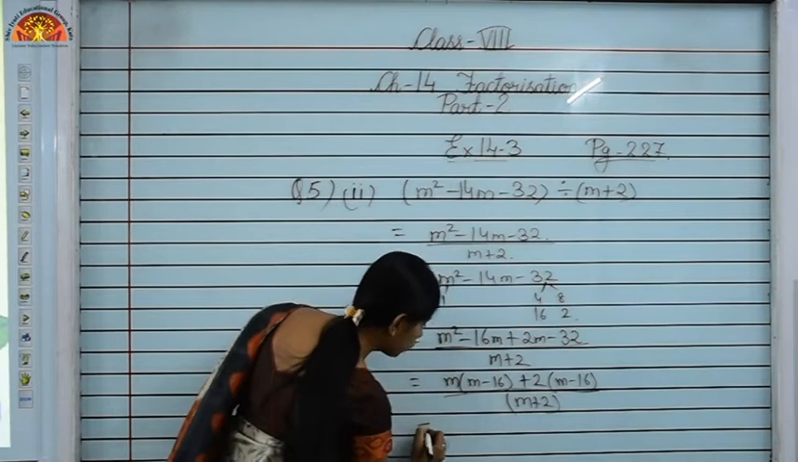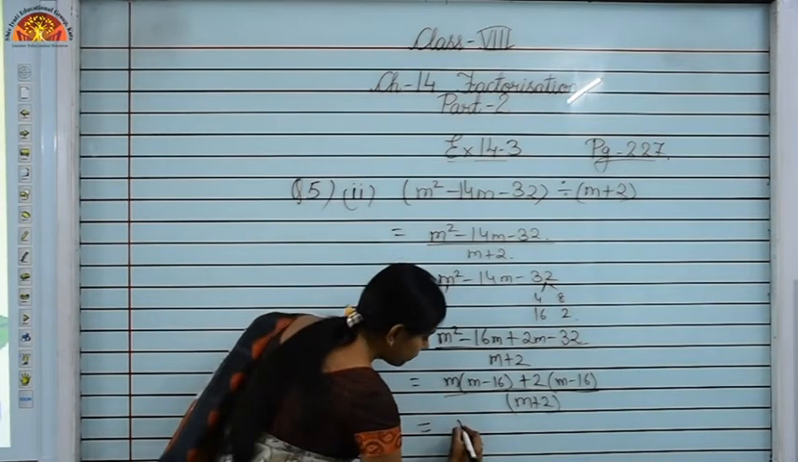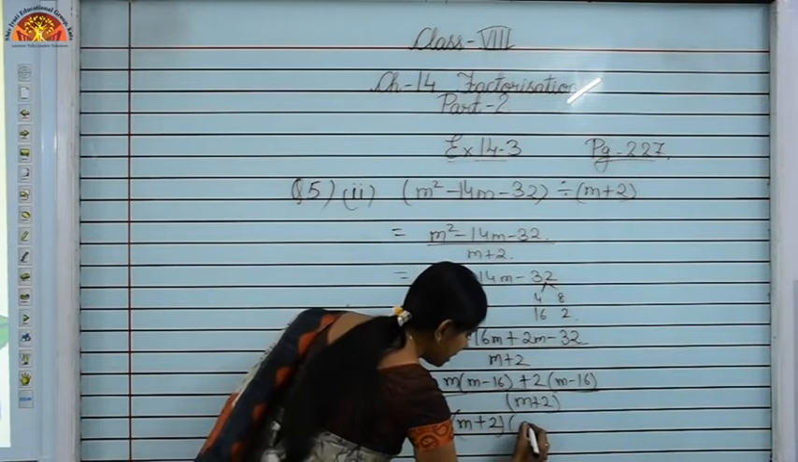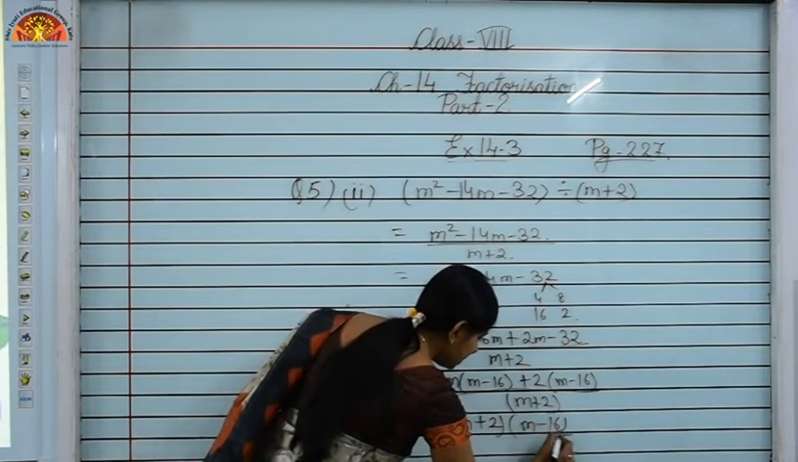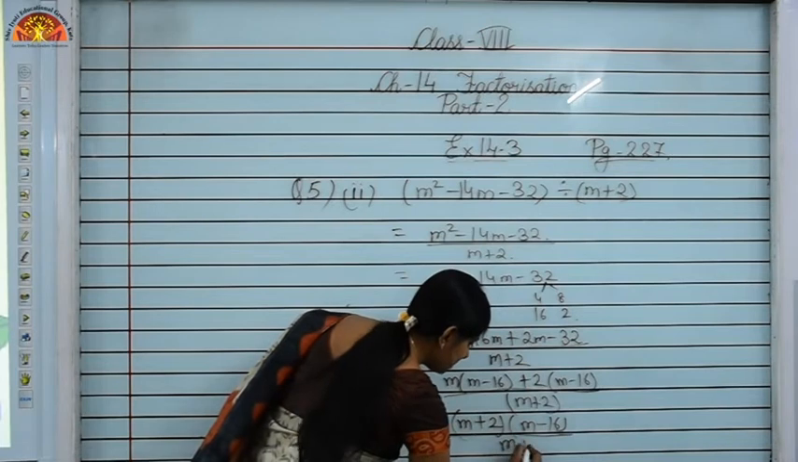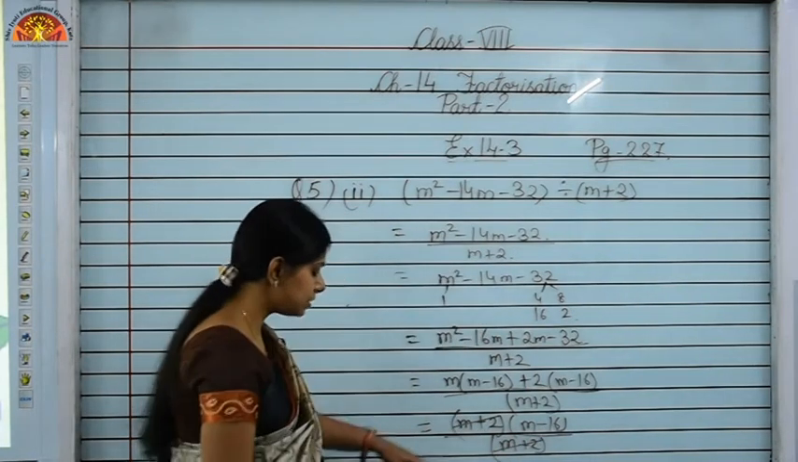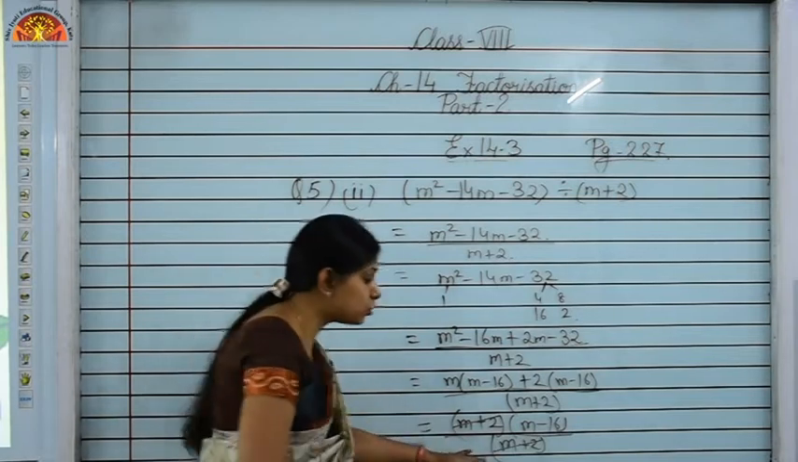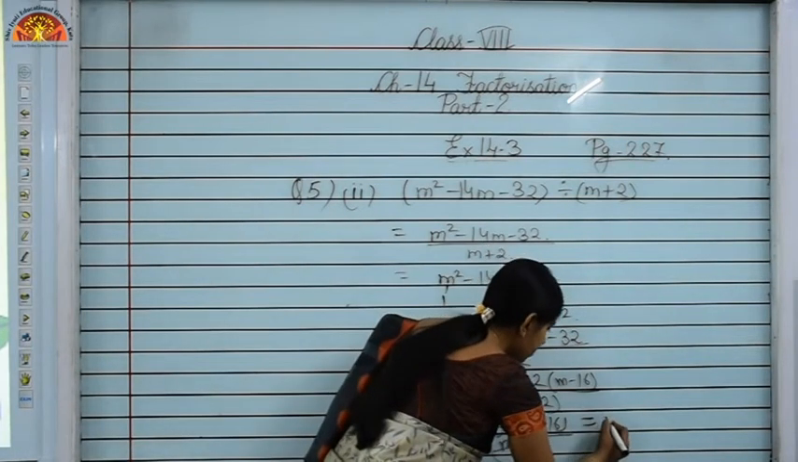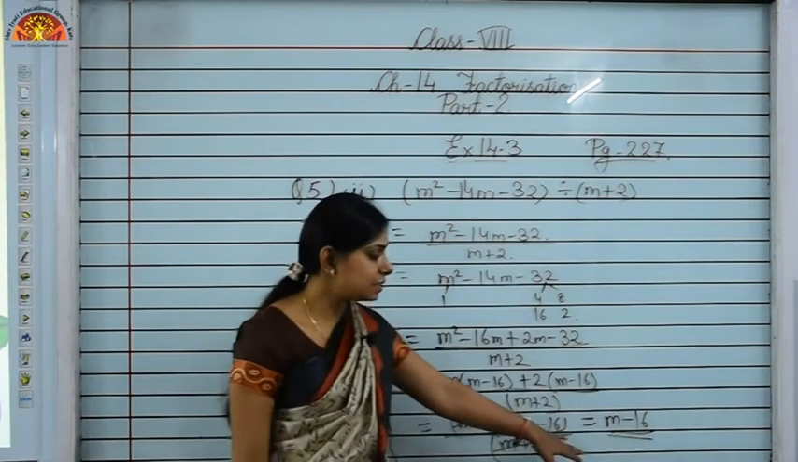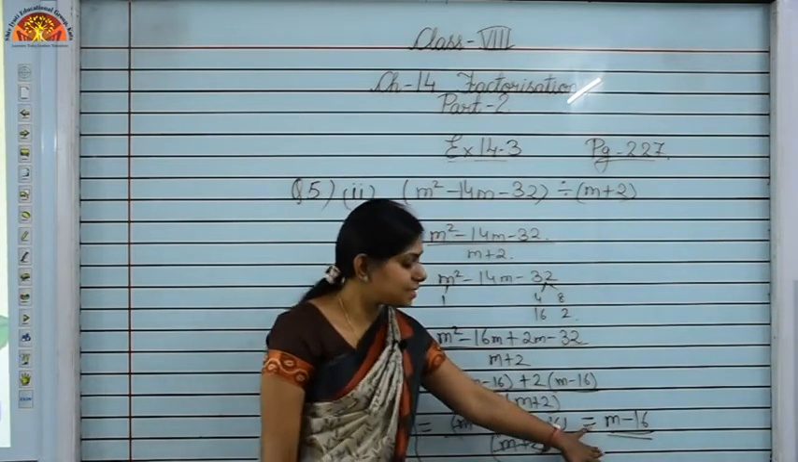So what are the common factors of the numerator over here? That is (m plus 2) into (m minus 16), whole upon (m plus 2). So you can just cut m plus 2 in the numerator and the denominator. So your answer is m minus 16. So what is the required answer? That is m minus 16.